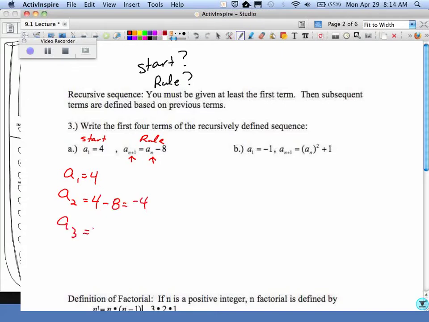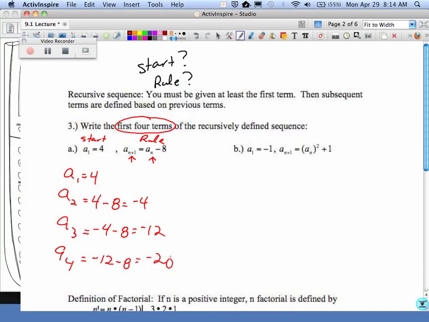Step 3. Well, I go back and look at my answer for step 2 and subtract 8. So I get negative 4 minus 8, which is negative 12. And then we're supposed to find the first 4 terms. So a sub 4 is negative 12 minus 8, which is negative 20.